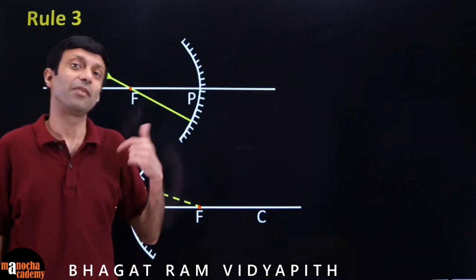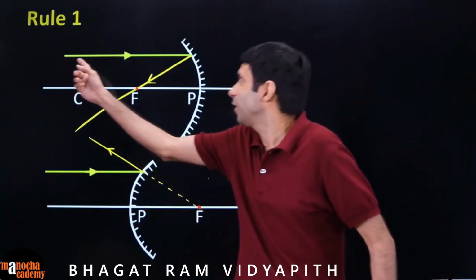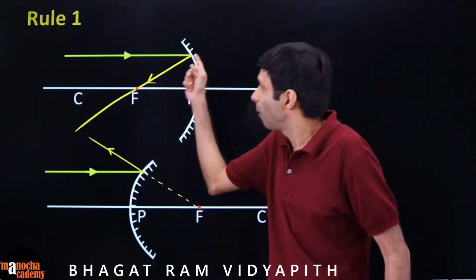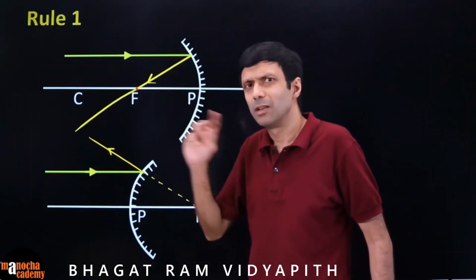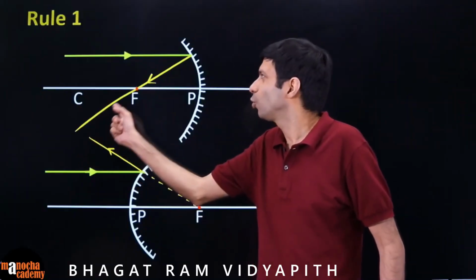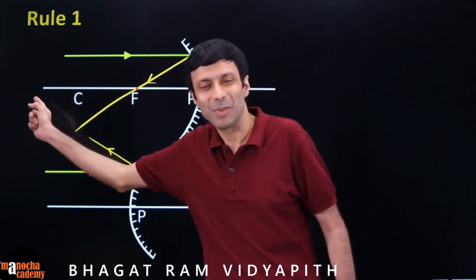So this is like the reverse of rule 1, because remember in rule 1, a ray of light parallel to the principal axis of the mirror passes through the focus. So what if I retrace, I reverse the light? If I make the light go through the focus, what will happen? It will become parallel to the principal axis.